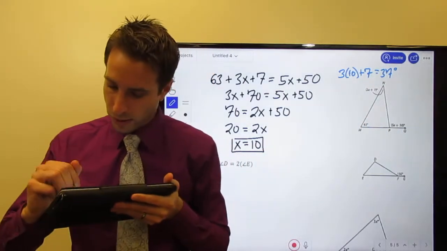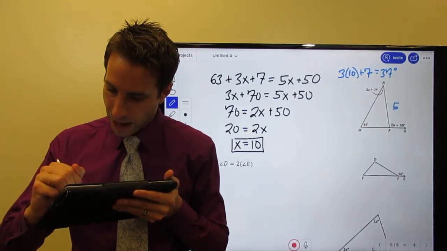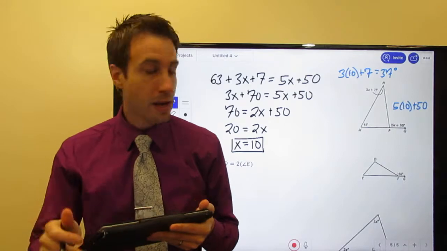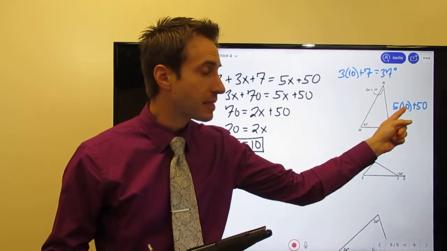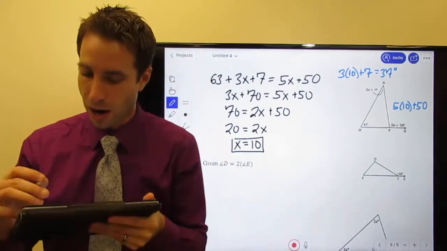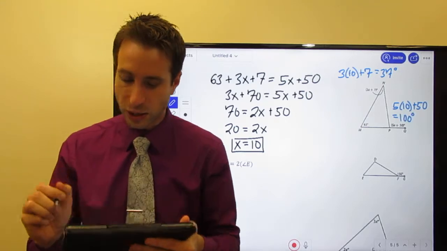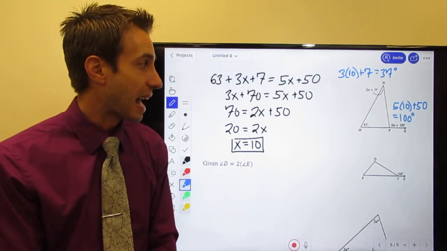What about this one? Well, let's try that one. It's going to be 5 times 10 plus 50. Let's see, 5 times 10 would be 50, 50 plus 50, how about 100? So this has to be equal to 100 degrees. Find my last one, right?